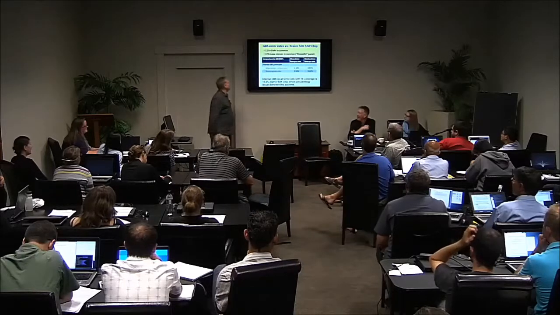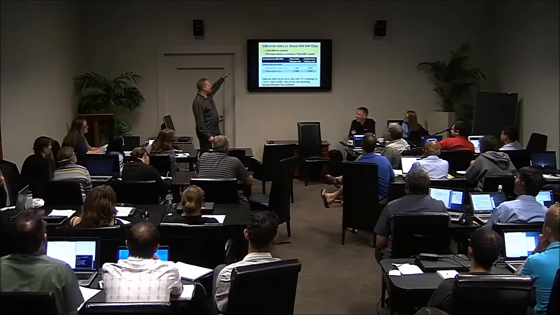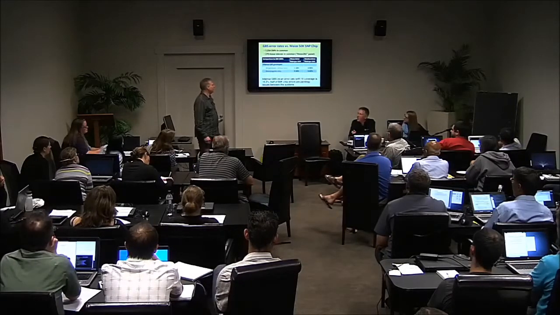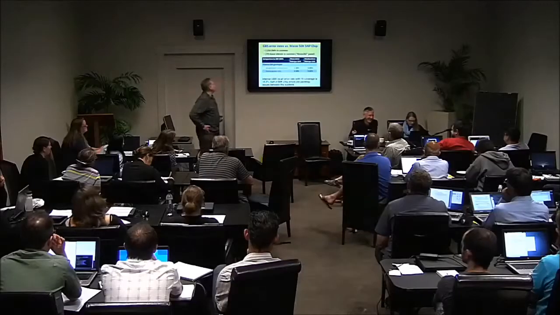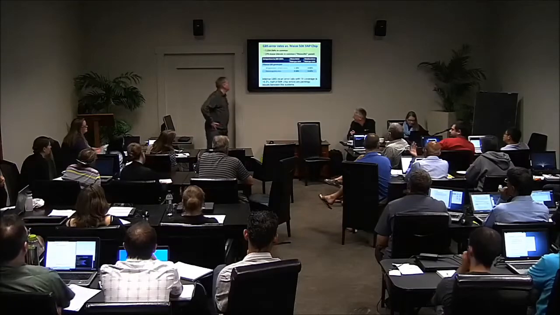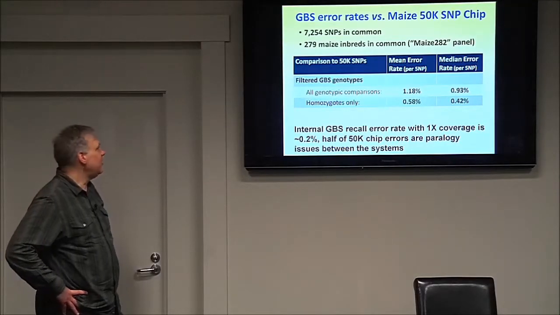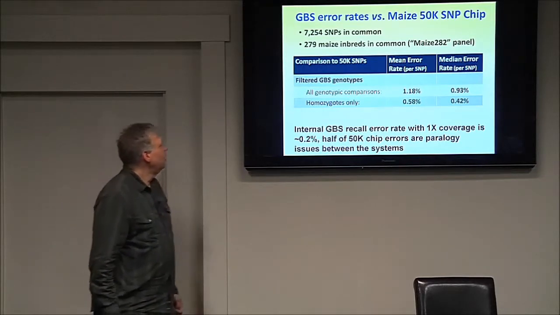Forget it. So there is some, because we used APK1 in developing some of those SNPs that went on that chip, there's a lot of stuff in common. HapMap1 SNPs overlap. That's where those, then they went on the SNP chip. Yes. That's it. Okay. So that gives more than 7,000 SNPs in common, and we have 279 of the maize 282 association panel in common, so we can look for error rate comparisons.